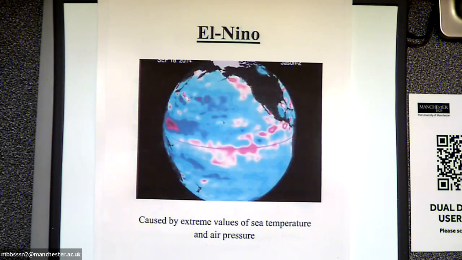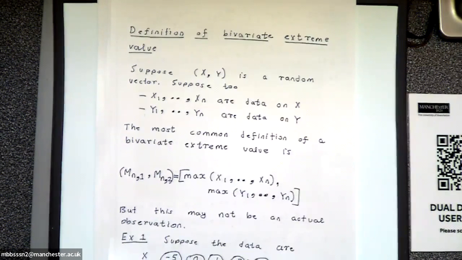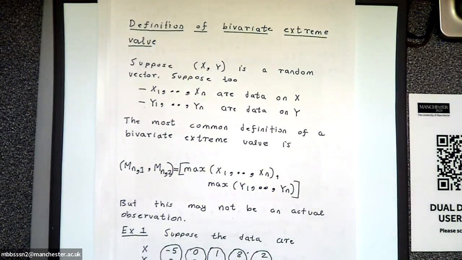All right. So the question is, in order to model these events, you need to look at extreme values of 2 or more variables, right? So what I'm going to talk about today is how to go about modeling them. The first thing is how to define a bivariate extreme value, because it's not obvious. In the univariate case, if you're given a data set, you pick the largest or the smallest. That's the extreme value, which is obvious. But in the bivariate case, it's not so obvious.